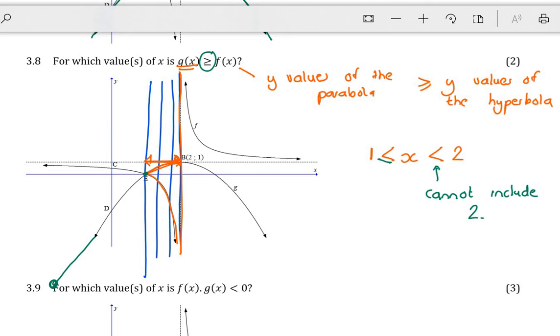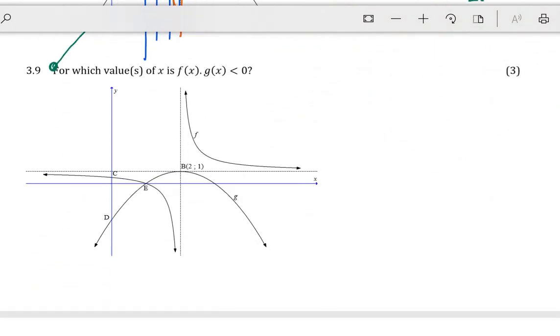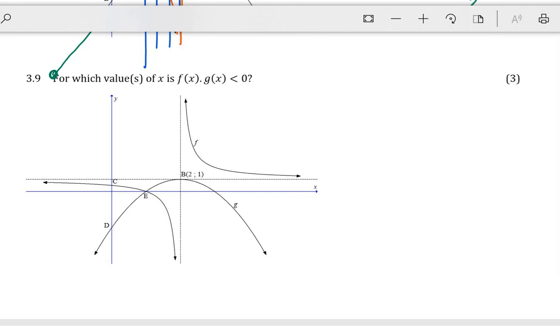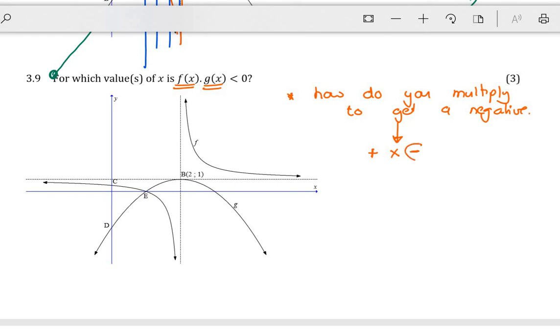It's quite a tricky question. The next question is also quite tricky. I'm not too sure we've seen one of these. This question said, when is the hyperbola's y value times the parabola's y value less than 0? So the question I always ask myself is, how do you multiply to get a negative? Because this question is saying, I want to multiply these two y values to get a negative. So what signs do you have to multiply? You would have to multiply a positive sign by a negative sign in order to get a negative value. So I need y values of opposite sign. That's what I'm looking for here.